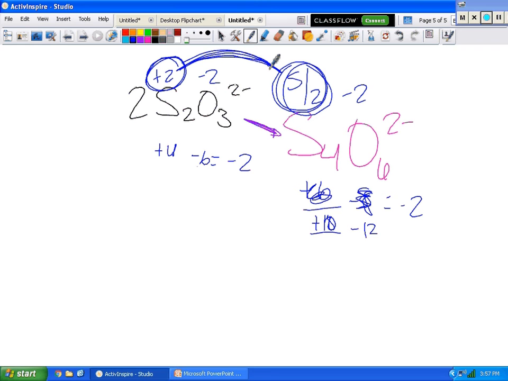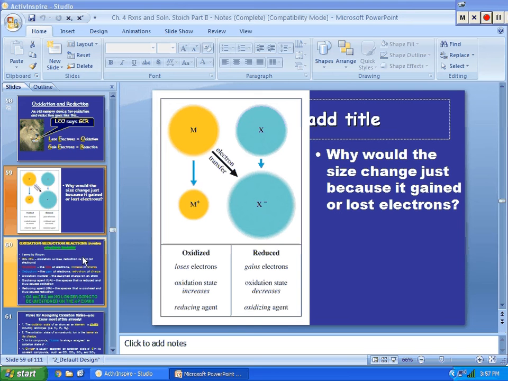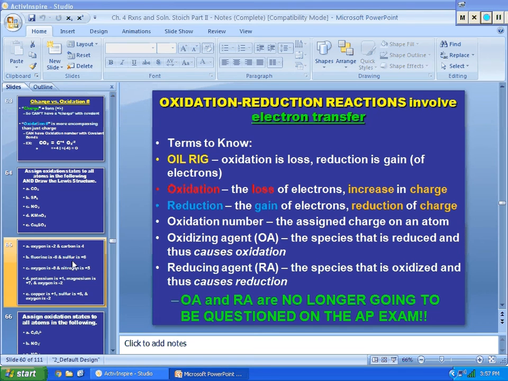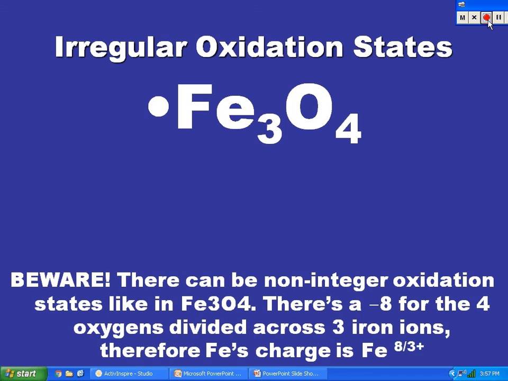It's weird, but if you go back and look, I promise you. Matter of fact, let me see if I can find it real quick. There is a slide in here that says specifically irregular. Come on, it's right here. Hold on. Okay. Right here, specifically, Chris, it says, beware, there can be non-integer oxidation states like this, where iron's oxidation state is 8/3. It's possible, it's just really rare to see it. And that compound is just one of those that happens to have a 5/2 oxidation state.